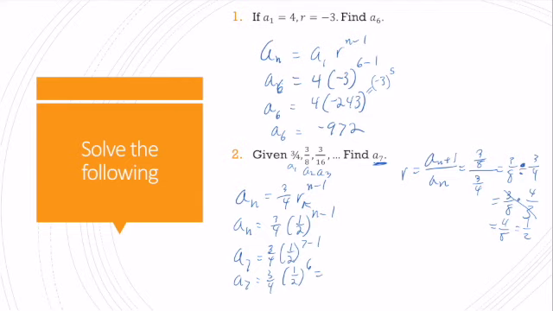This is going to give me 3/4 times 1 over 64, because 2 to the 6th is 64. So I get 3/256. Now remember, in order to multiply fractions, I multiply the numerators and I multiply the denominators. So that's how I solved that question.